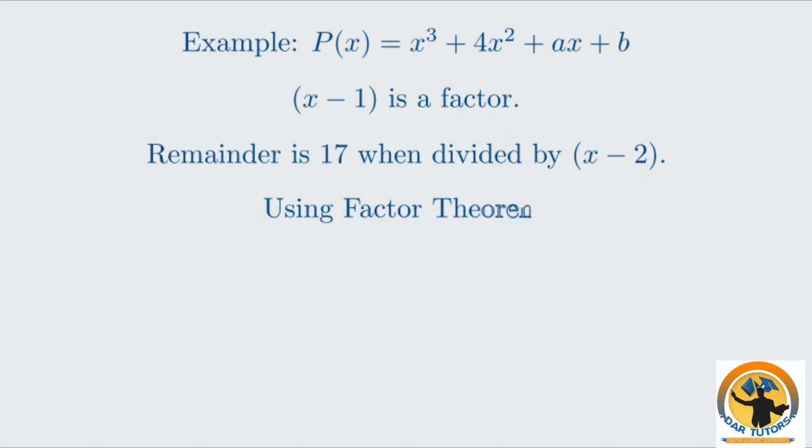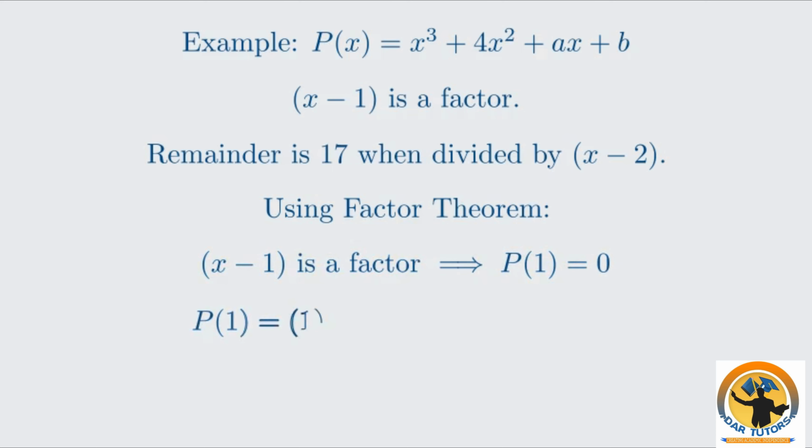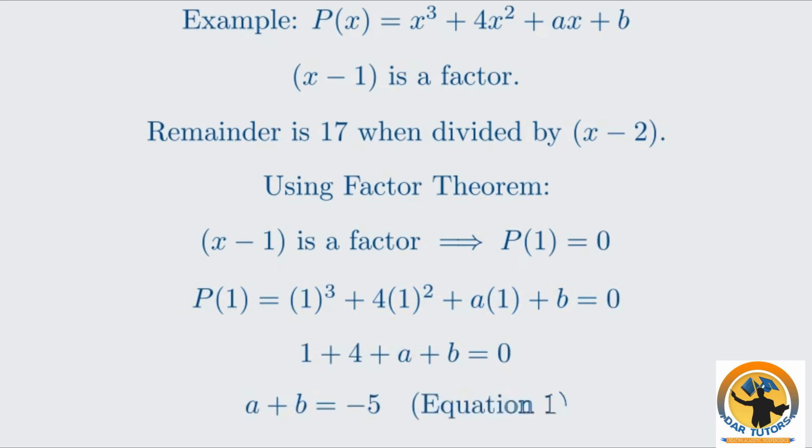First, let's use the factor theorem. Since x minus 1 is a factor, the remainder when p of x is divided by x minus 1 must be 0. This means p of 1 equals 0. Substituting x equals 1 into the polynomial, we get 1 plus 4 plus a plus b equals 0. This simplifies to our first equation: a plus b equals negative 5.